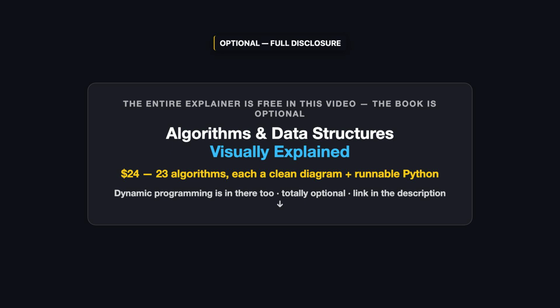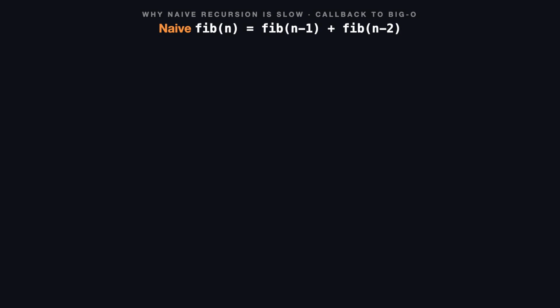Now, let us make slow recursion fast. First, why is naive Fibonacci so slow? Watch the call tree for fib of 5.